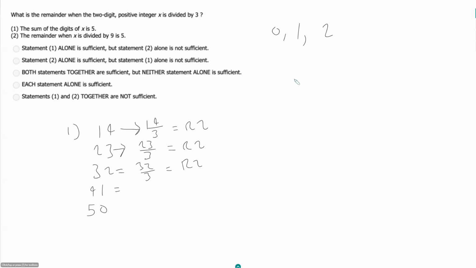So if we were talking about the remainder when we divide by 3, every 3 numbers, our remainder is going to repeat. So if it's going to repeat every 3 numbers, then it's also going to repeat every 6 numbers, and it's also going to repeat every 9 numbers. And that's what it looks like we have here. So based on that, I know this is all going to be the same remainder. This statement here is sufficient.